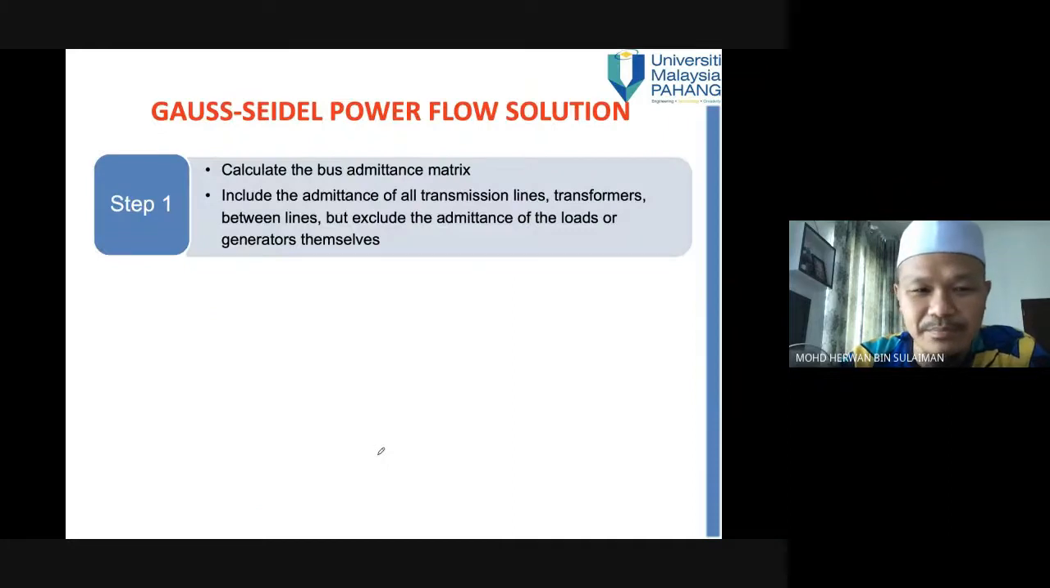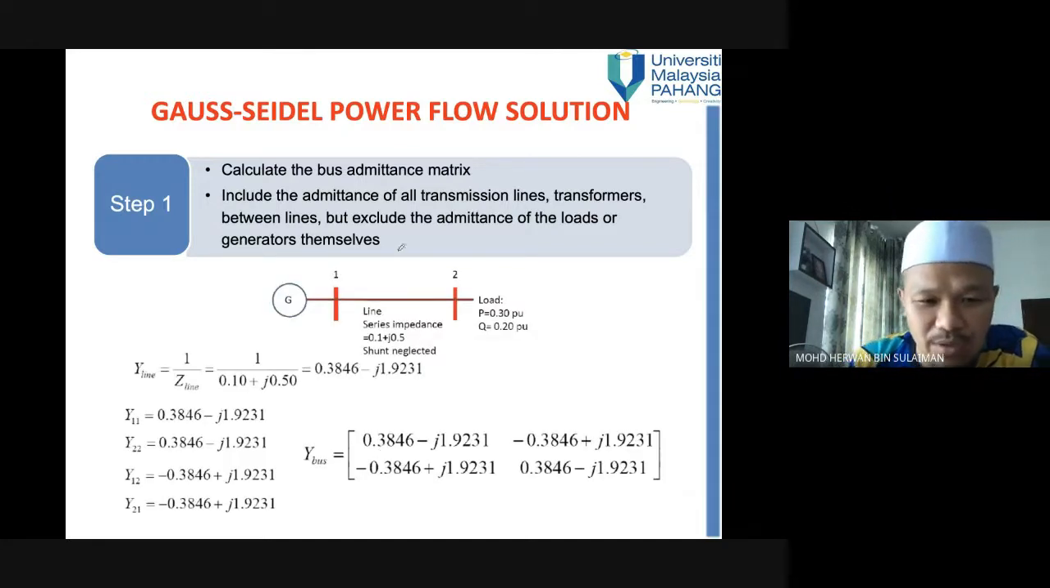So the steps, using the Gauss-Seidel power flow: calculate the bus admittance matrix, and include the admittance of all transmission lines and transformers between buses. So we have our Z here, this is our Z, 0.1 plus j0.5. Remember, we need to find the Yij, meaning Y12. So Y12 equals 1 over Z line, so you get this value.